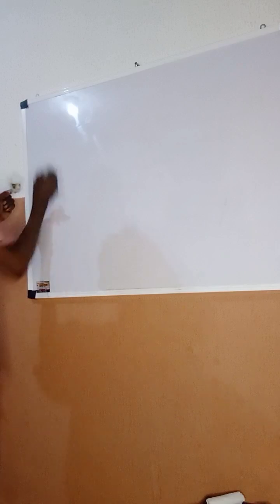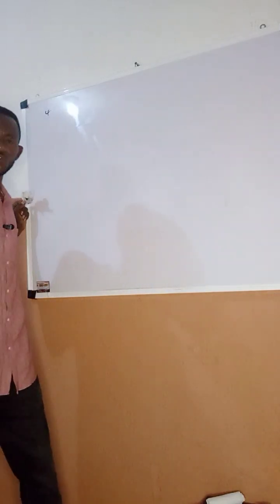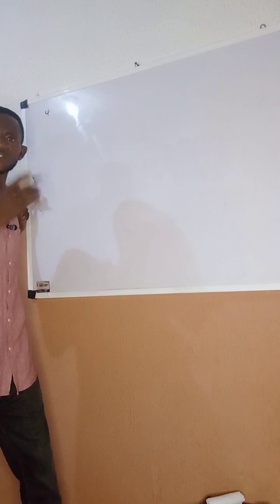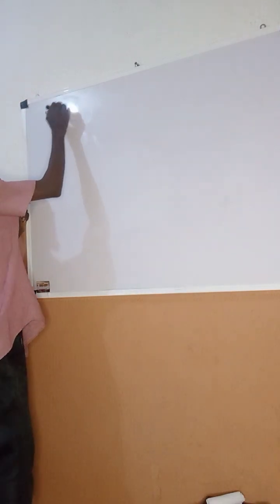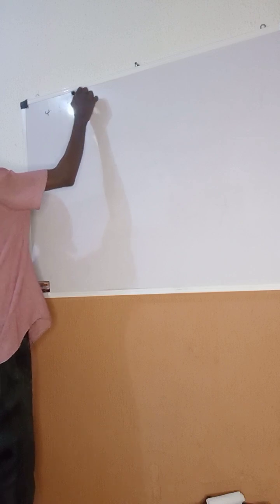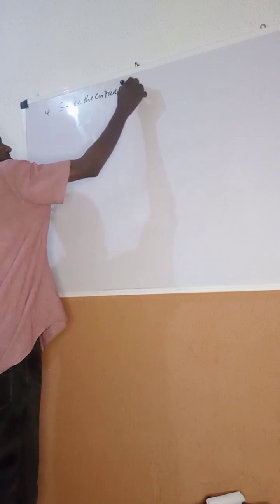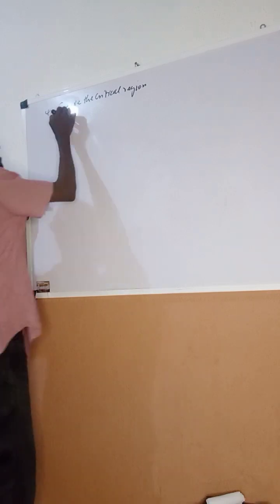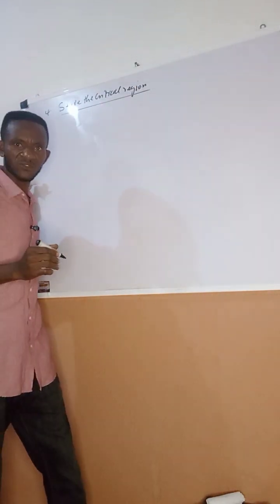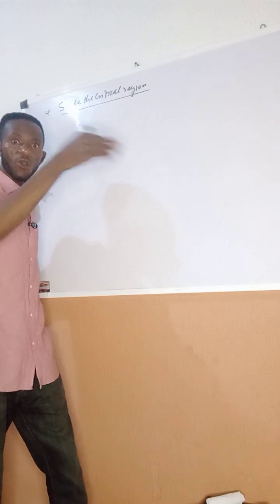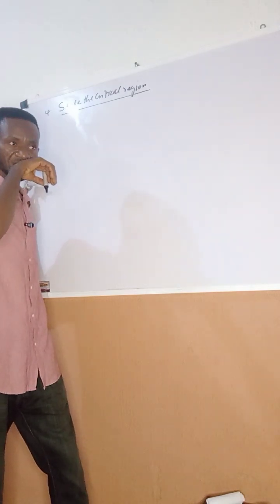Okay, step 4 of carrying out that test is that we are going to define or state the critical region. And of course, this critical region is going to be stated in connection with the alternate hypothesis.